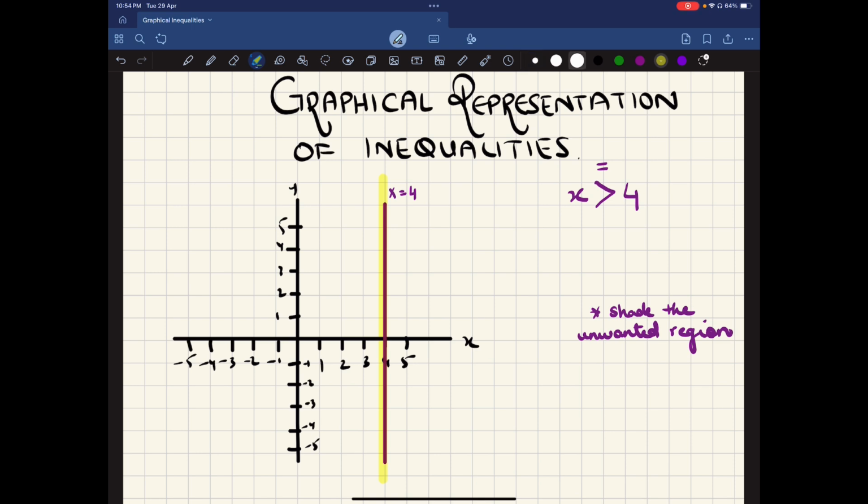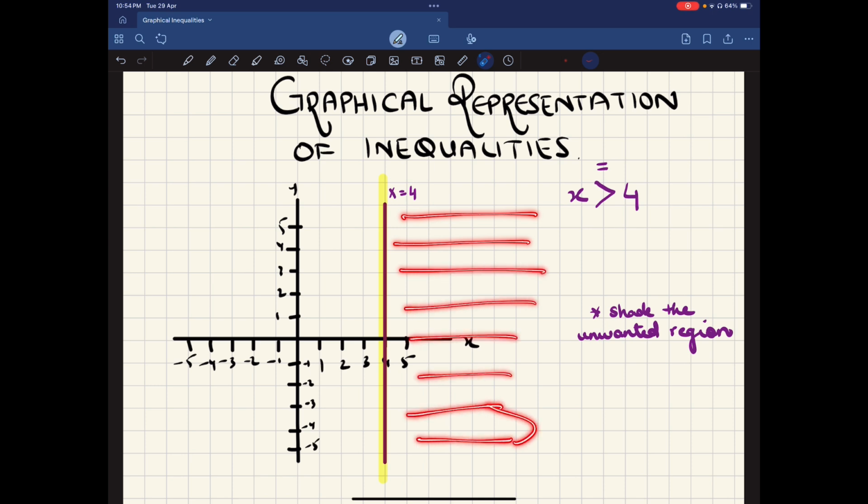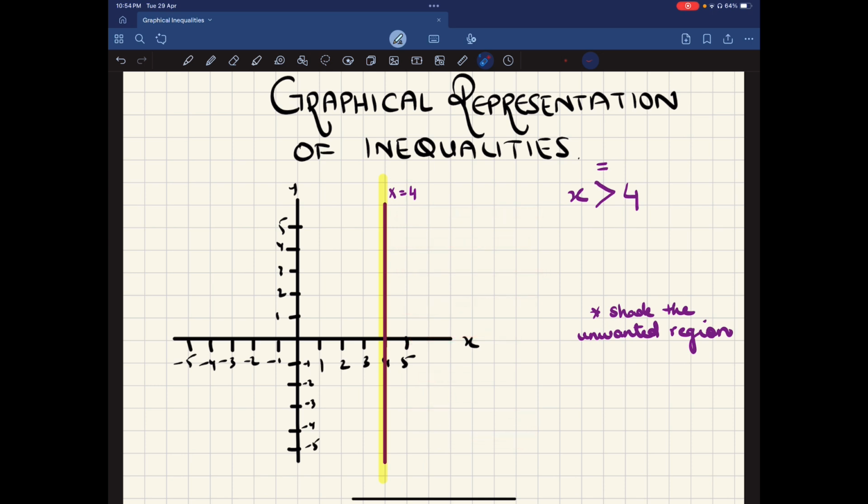So now let's see. x is greater than 4. Which region is that? It is to the right of the line. So what are we going to do? We are going to shade the left side completely, the unwanted region. We will always shade the unwanted region. Unwanted. Okay?